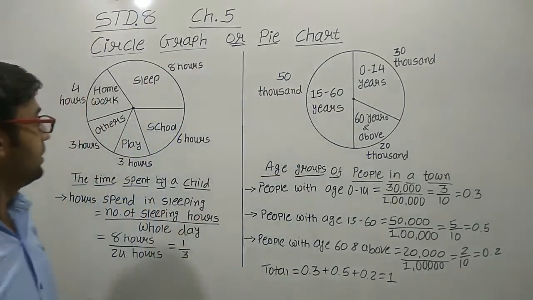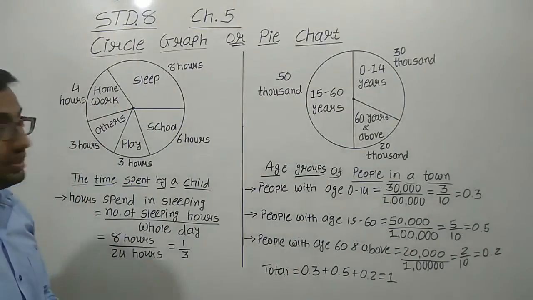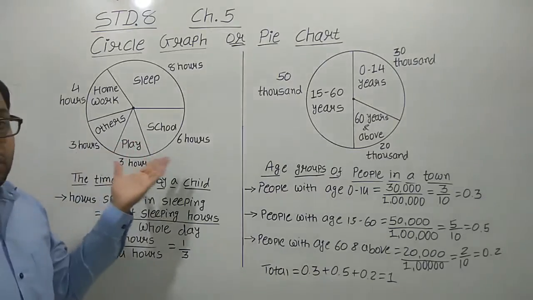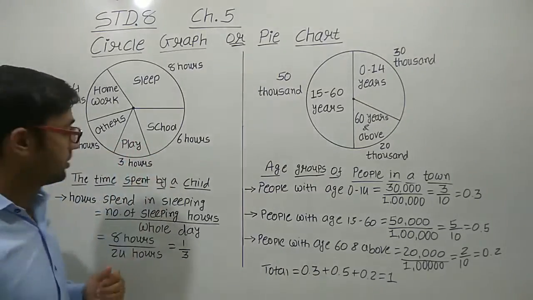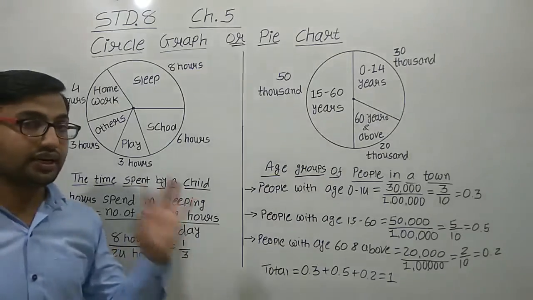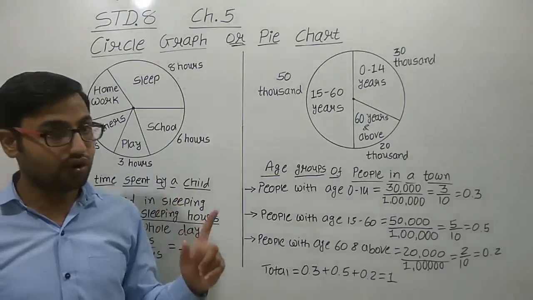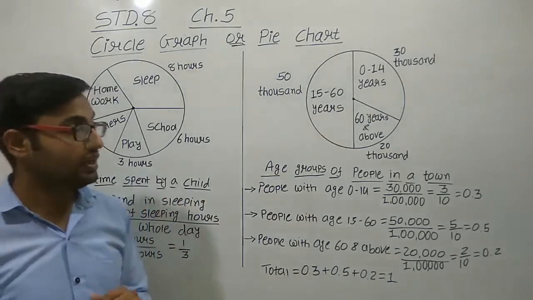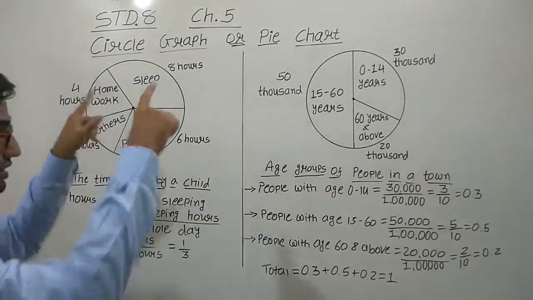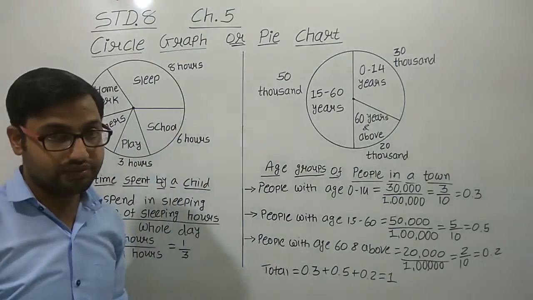So first, here we have drawn a circle graph. What kind of information does this circle graph represent? The time spent by a child in a day. So in a day, how many hours are there? 24 hours are there in a day. So this circle represents the 24 hours.